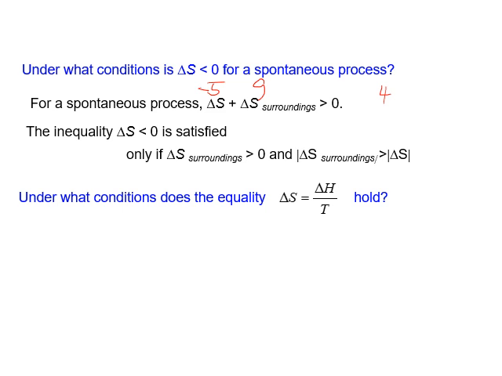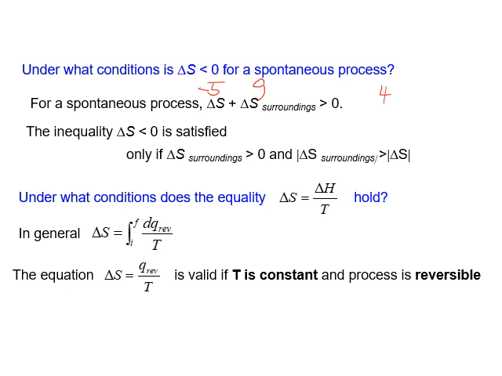Next question. Under what conditions does this inequality hold? Delta S is enthalpy over temperature. In general, entropy is calculated by integration of reversible heat over temperature. This equation can be simplified to just Q over T if temperature is constant and the process is reversible. So, as long as temperature is constant, you can use this equation, just Q over T.